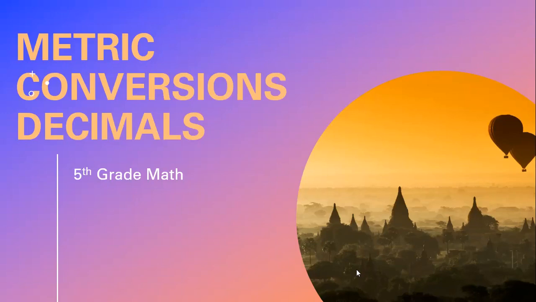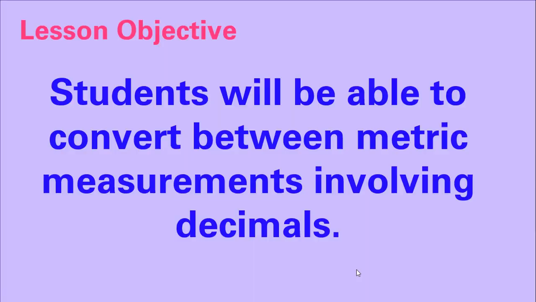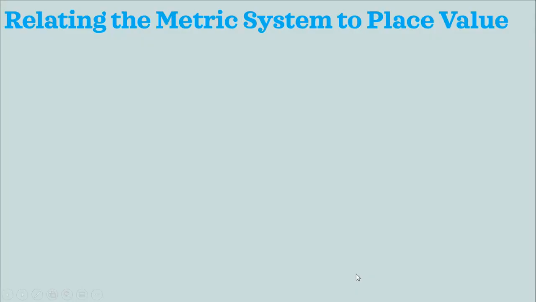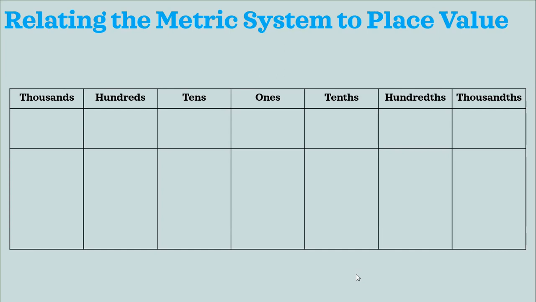Today we're going to be doing metric conversions involving decimals. The objective for today is students will be able to convert between metric measurements involving decimals. Let's relate the metric system to the place value system. Here we have a place value chart. In the center is our ones place.